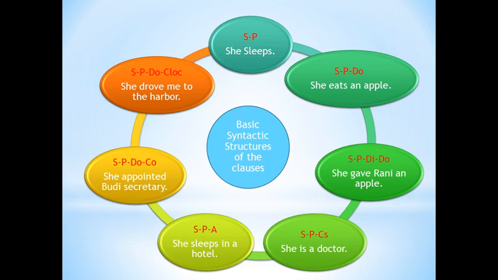Then subject, predicate, direct object, and oblique complement. She appointed Budi secretary. Kemudian ada subject, predicate, direct object, and locative complement. She drove me to the harbor.